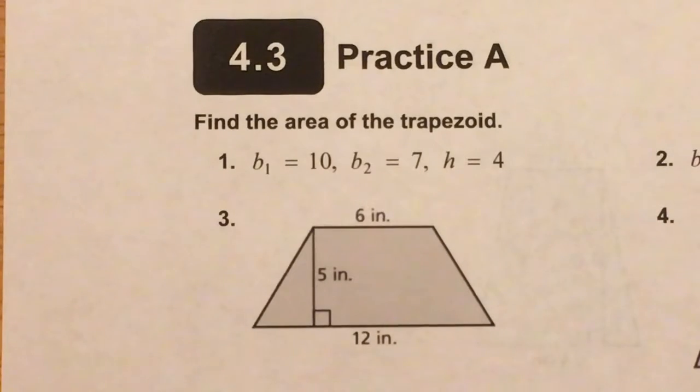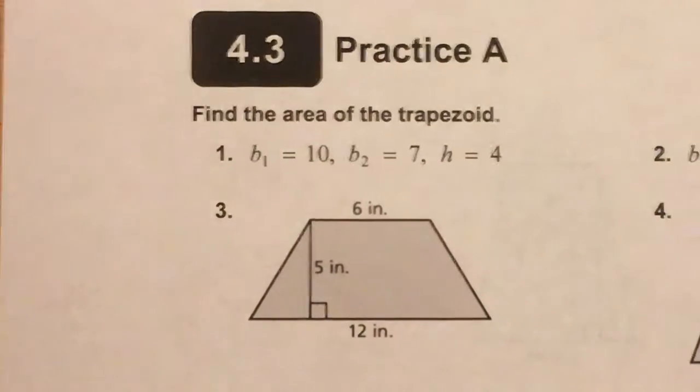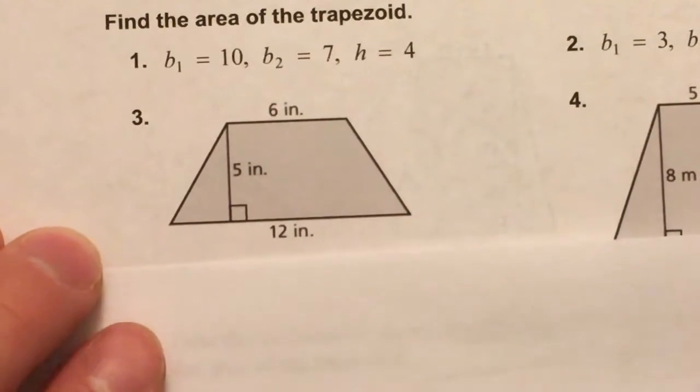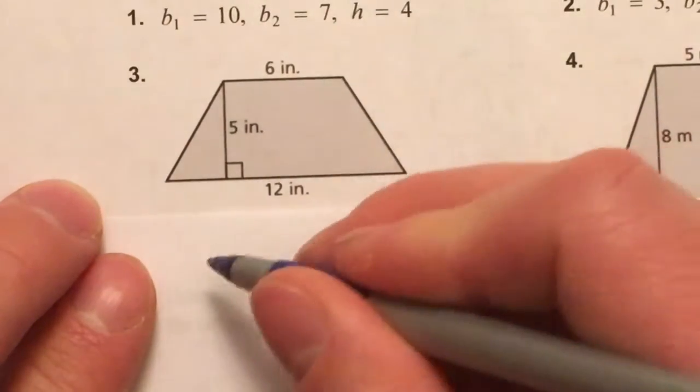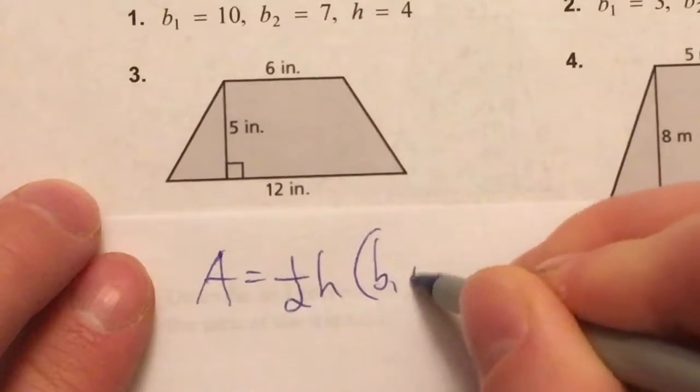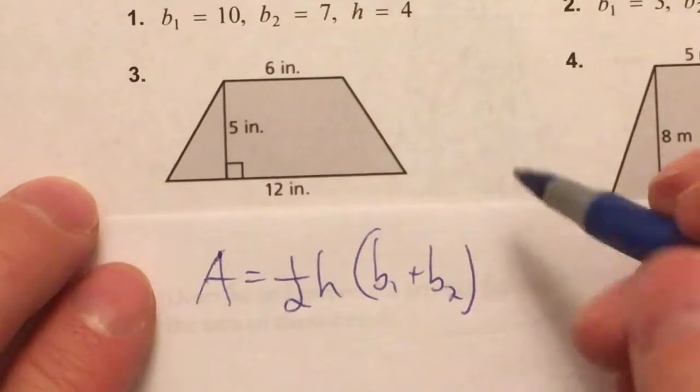Okay, finding the area of a trapezoid using 4.3 practice A. Let's start here with number 3. All right, number 3. So the area equation for a trapezoid is 1/2 of its height times b1 plus b2.